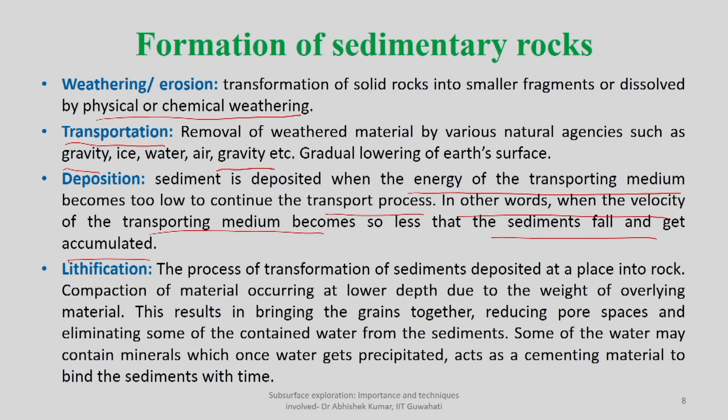Then there is lithification. Lithification means the process of transformation of sediment deposited at a place into a rock. So what will happen? First of all, there was a parent rock. Because of some weathering agency, there was fragmentation and erosion happening at the surface, then it was transported by some other agency, and then deposition started.